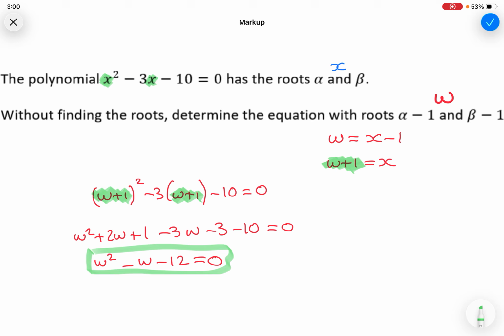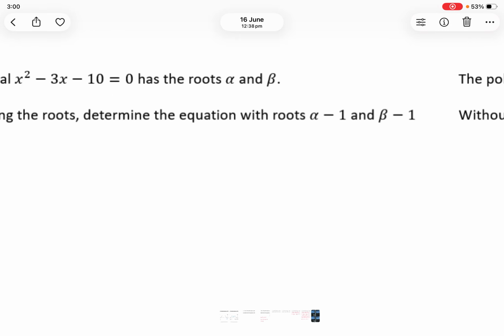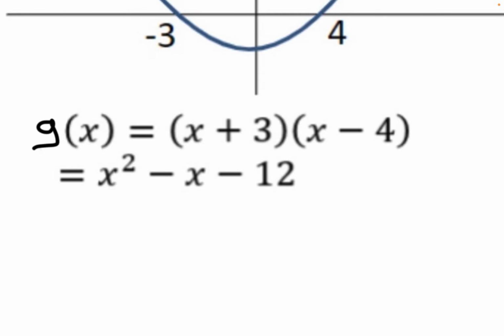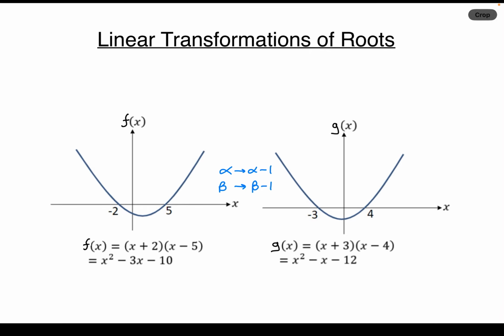So this is the equation in w that has roots that are 1 less than the roots of the original equation. Notice that that is the exact same equation as I've got here. I've just used the variable w instead of x.